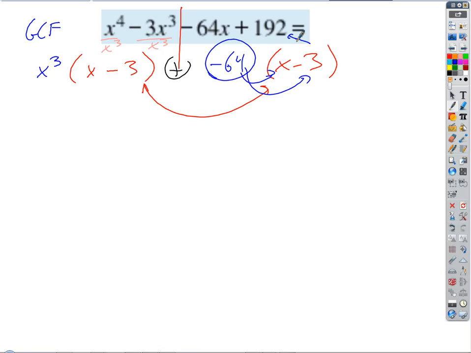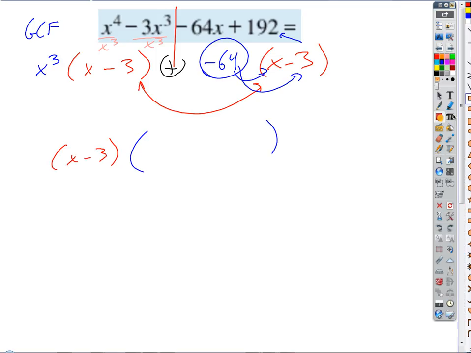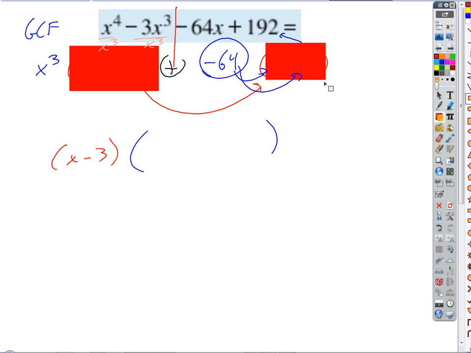All right, so then what's gonna be my greatest common factor from each group? I've got two factors in each group, right? In group 1, I've got x cubed times the quantity x minus 3. In group 2, I've got negative 64 times the quantity x minus 3. Which one is common to both? X minus 3. So I can factor out my common factor. And what I'm left with then is x cubed minus 64. There you go.